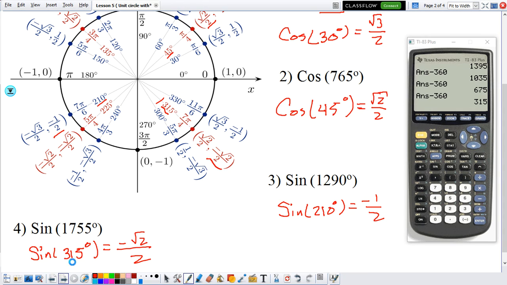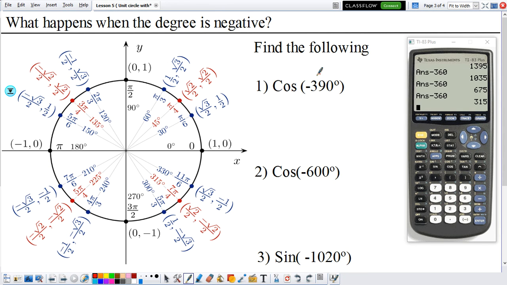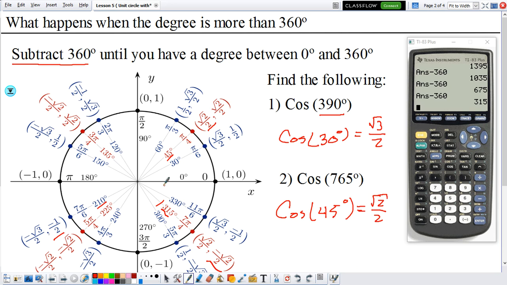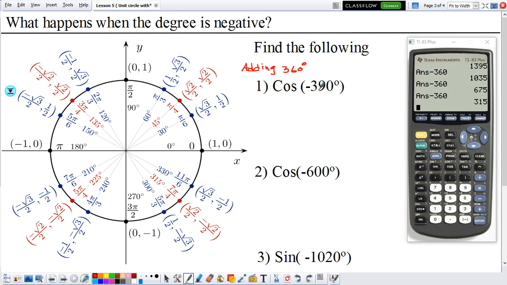Now, let's look at when we have negative degrees. Notice that your unit circle is all positive. So if you have a negative degree and you want to find the cosine or sine of it, what you have to do is make it positive. And how do we make it positive? By adding 360 degrees. So we do the opposite. If your degree is greater than 360, then you subtract. But if your degree is negative, we're going to be adding.